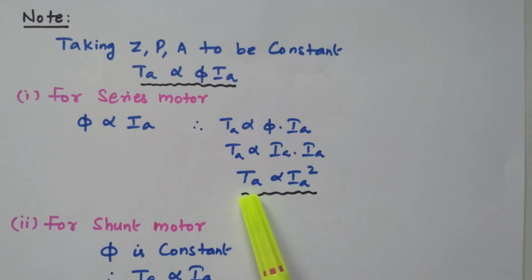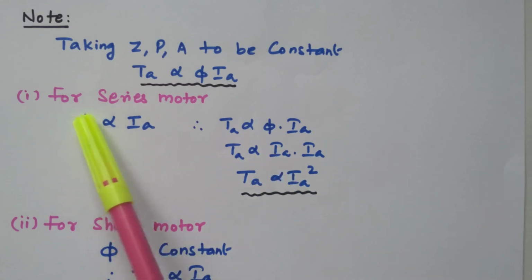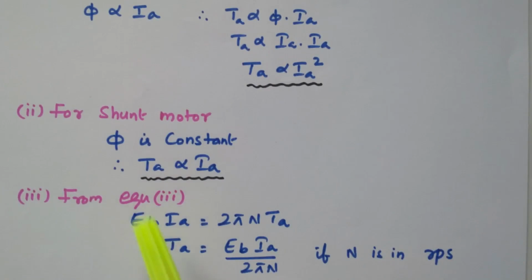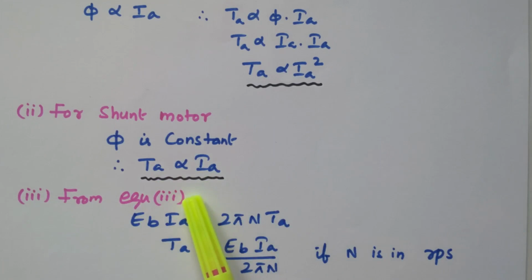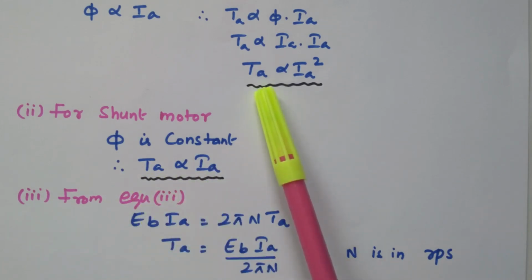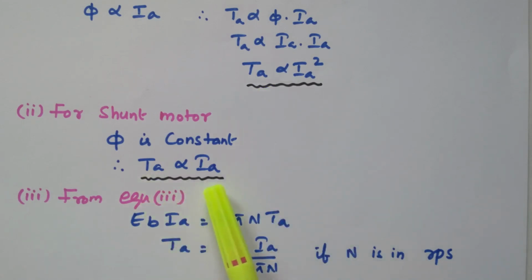The armature torque is proportional to the square of the armature current. So when the armature current increases, the torque also increases in a parabolic manner, not a linear manner, because of IA square, in the case of a series motor. In the case of a shunt motor, phi is constant, so TA is only proportional to IA. When IA increases, the torque also increases in a linear manner. So in a series motor, the armature torque is proportional to IA square. In the case of a shunt motor, it is proportional to IA.